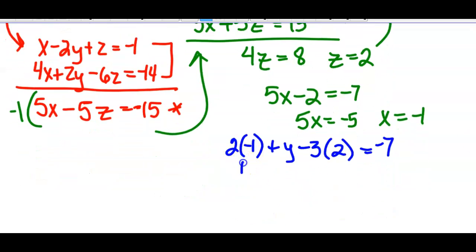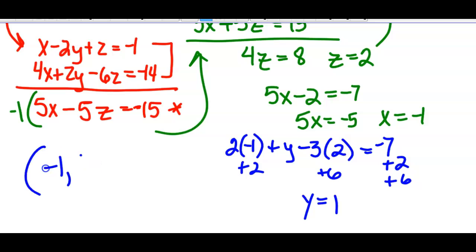So to get rid of this, I'd need to add 2 to both sides. To get rid of this, I'd need to add 6 to both sides. So I could have simplified, certainly. I get y equals 1. So I have an x, a y, and a z. And those were miserable by hand. This one wasn't bad, but they could be a lot worse.